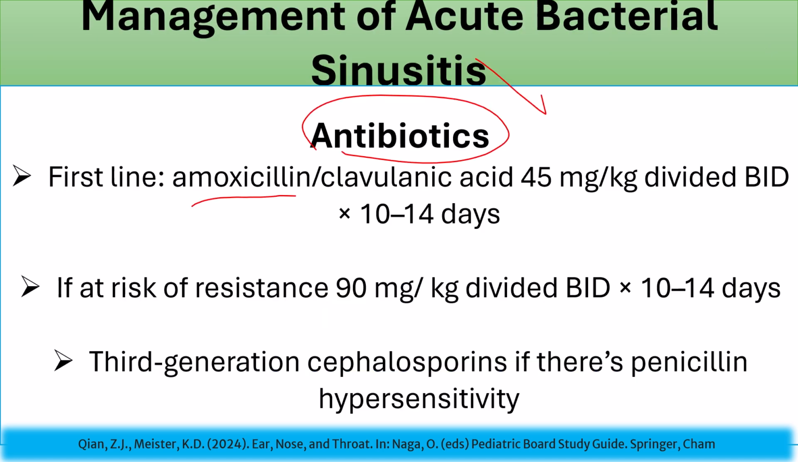First line is amoxicillin-clavulanic acid, or Augmentin. The dose is 45 milligrams per kilo per day divided twice a day, for 10 to 14 days. If at risk of resistance, increase the dose to 90 milligrams per kilo per day divided twice a day, for 10 to 14 days. Third generation cephalosporins, for example, cefdinir, if there is a penicillin hypersensitivity.